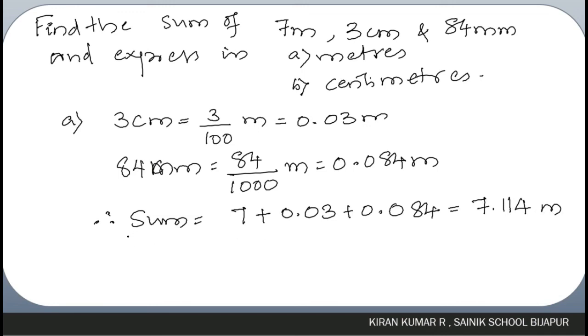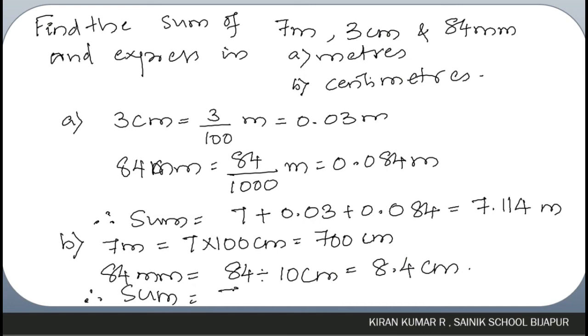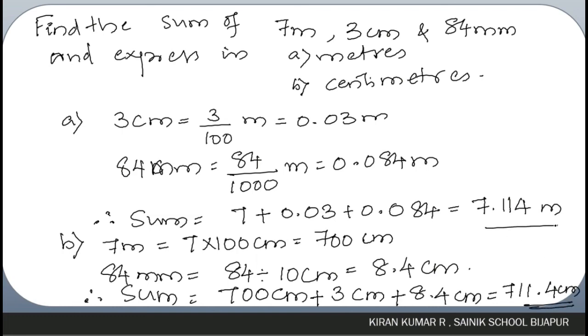If you want to convert in centimeter, 7 meter should be expressed in centimeter. This will be 7 into 100 centimeter, which becomes 700 centimeter. 84 millimeter will be 84 divided by 10 centimeter. This will become 8.4 centimeter. Therefore, the sum will be 700 centimeter plus 3 centimeter plus 8.4 centimeter. We get the result as 711.4 centimeter. You can look at the decimal places and the unit.